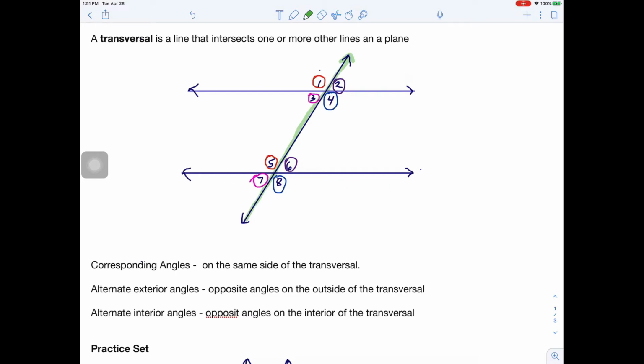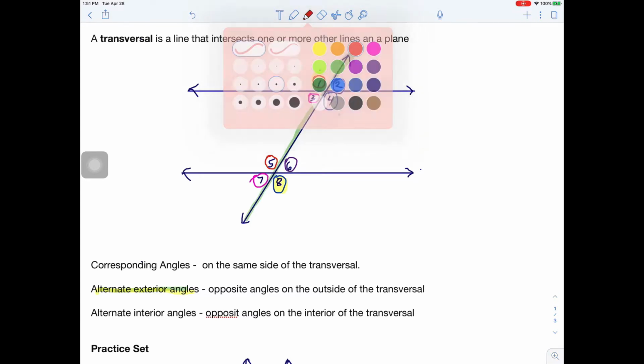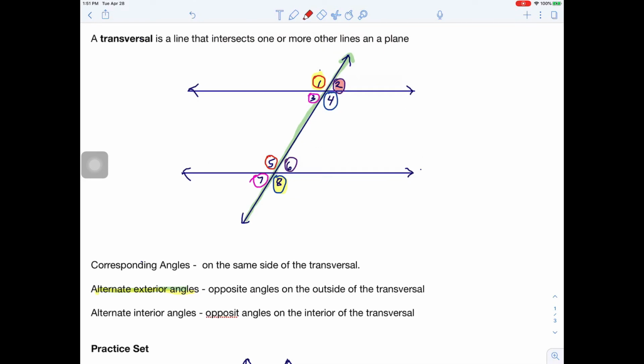Alternate exterior angles. If we're looking at alternate exterior angles, I'm going to change the color here so that you can see it slightly different. This is an exterior angle, it's on the outside. So 1 is an exterior angle, and the one that it corresponds to is 8 on the other side. That's going to be exactly the same angle. And you're going to see that we also have an alternate exterior angle here as well. So we put that in that color.